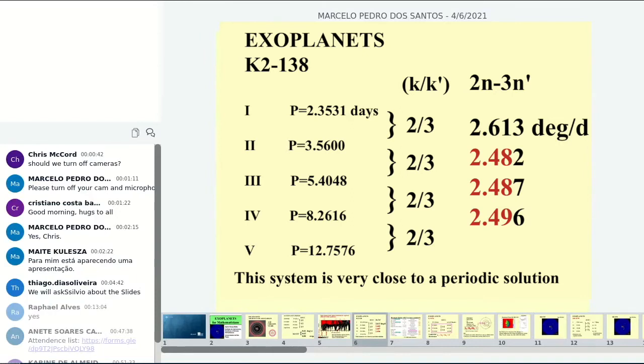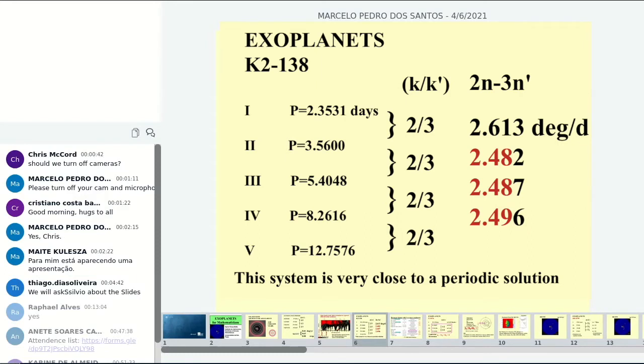Now I will talk about the fact that since 1995 we have discovered a lot of new planets in the universe: the extrasolar planets, or for short, the exoplanets. For instance, I show you one system that was found around the star whose poetic name is K2-138. You see 2 days, 3 days, 5 days, 8 days, 12 days. And when you look at the ratio of the periods, you have 2/3, 2/3, 2/3, 2/3. Okay?